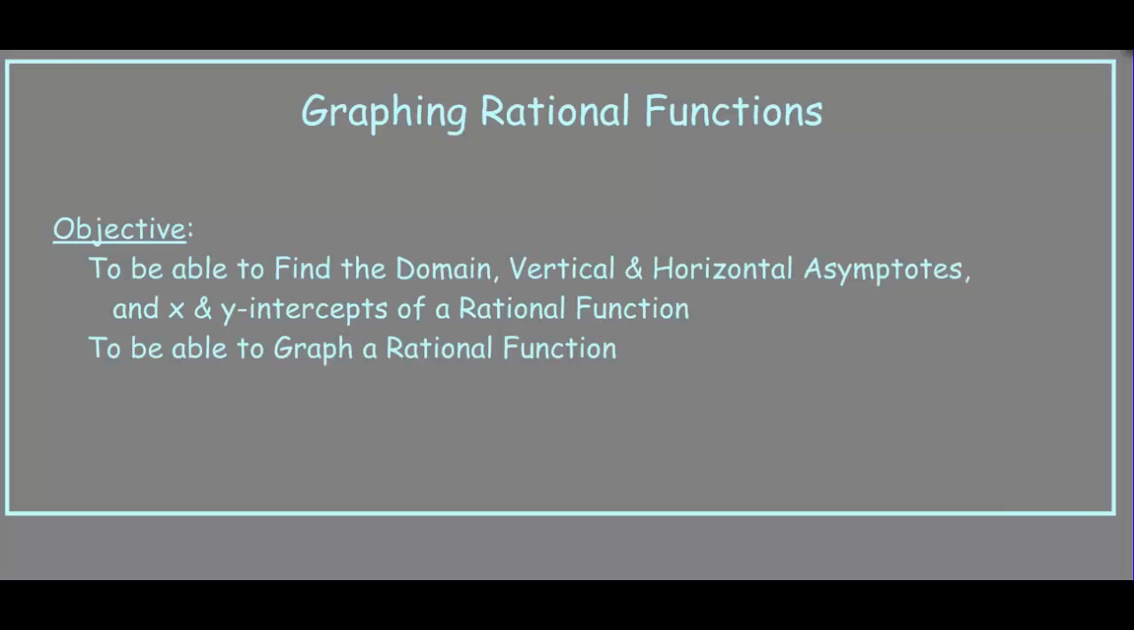I hope you feel a little bit better about graphing rational functions, being able to find the domain, vertical and horizontal asymptotes, x and y intercepts of a rational function, and using that information to come up with a graph.